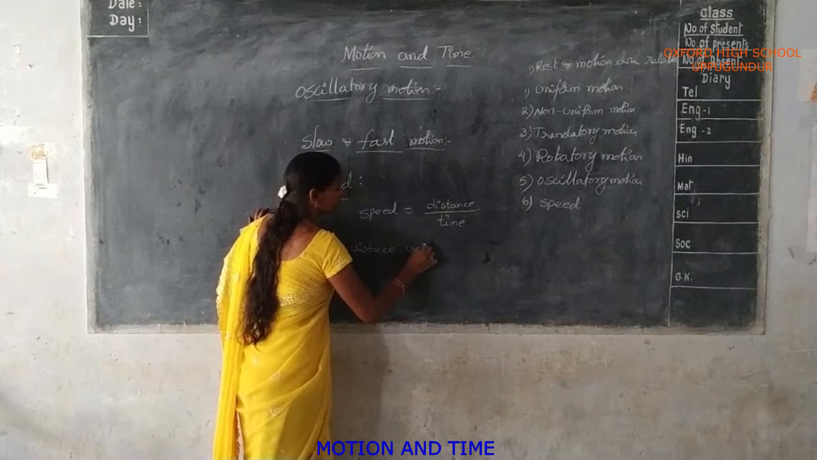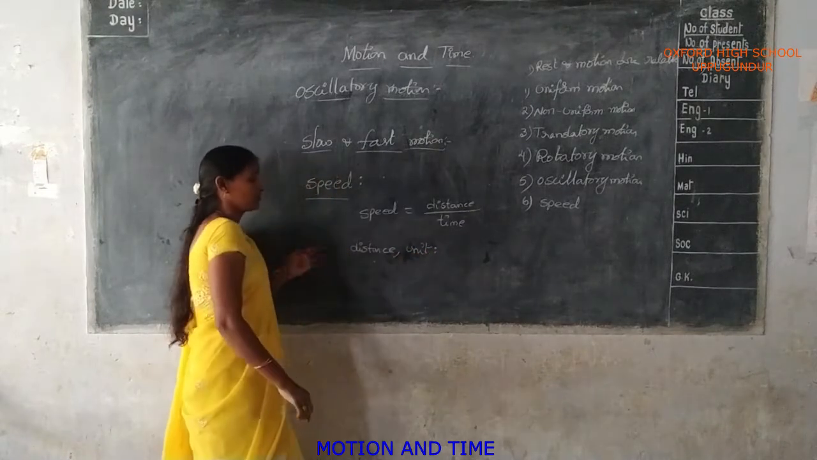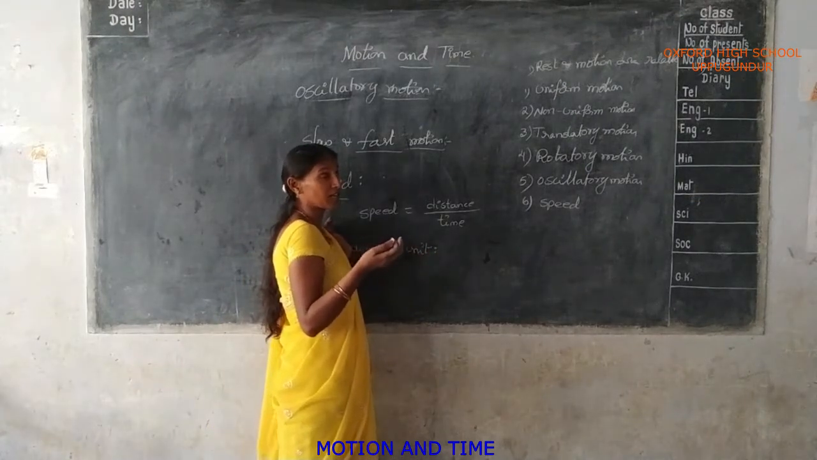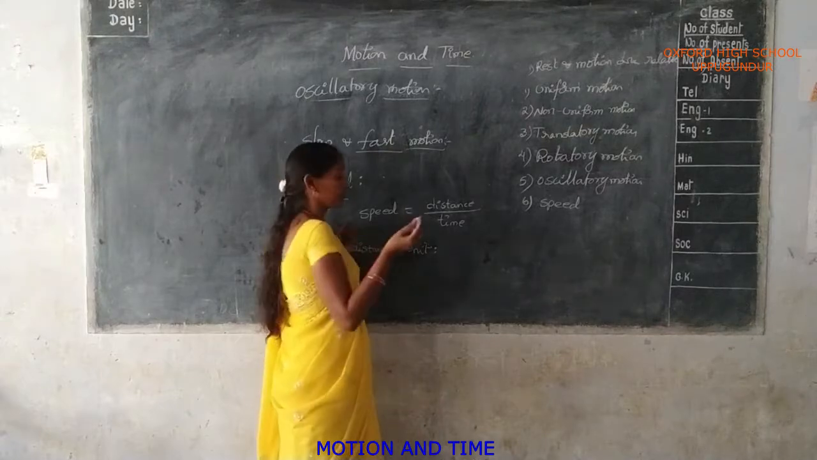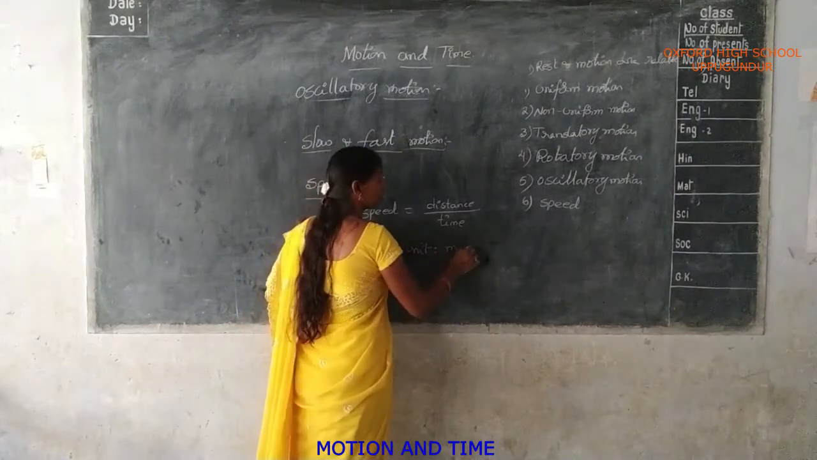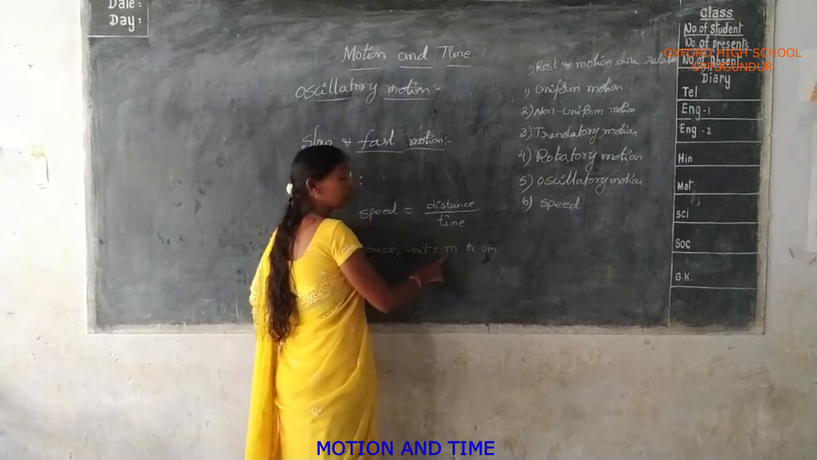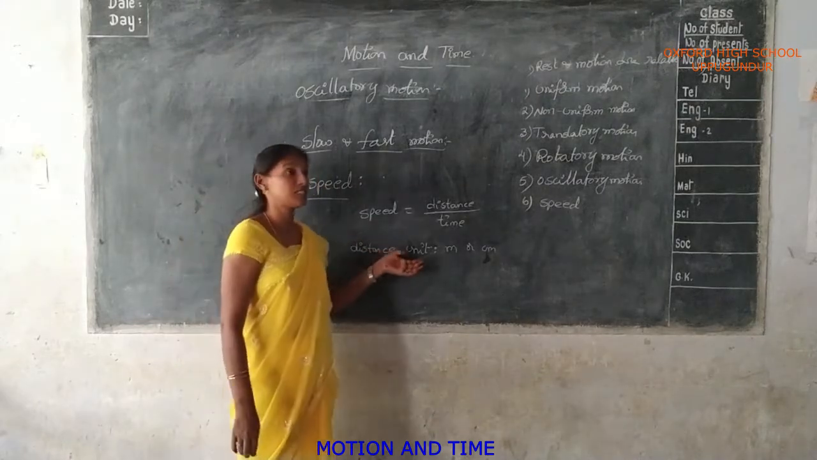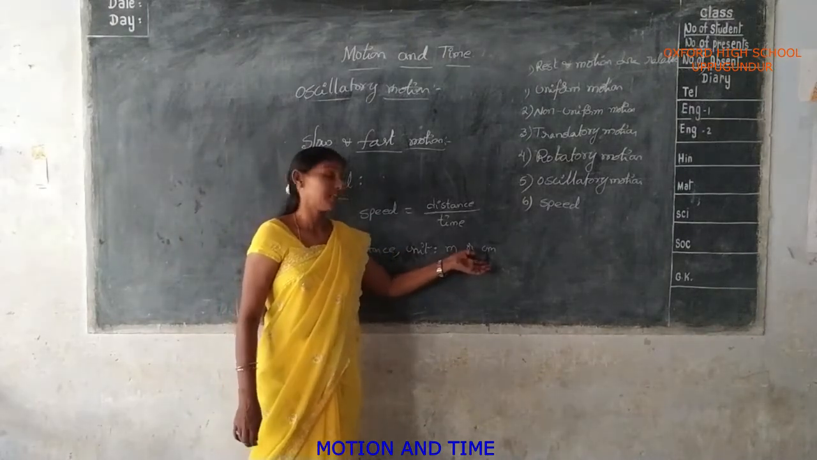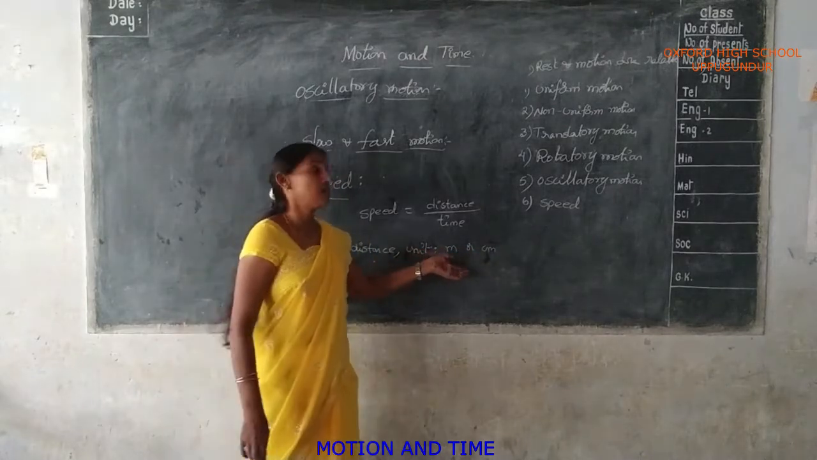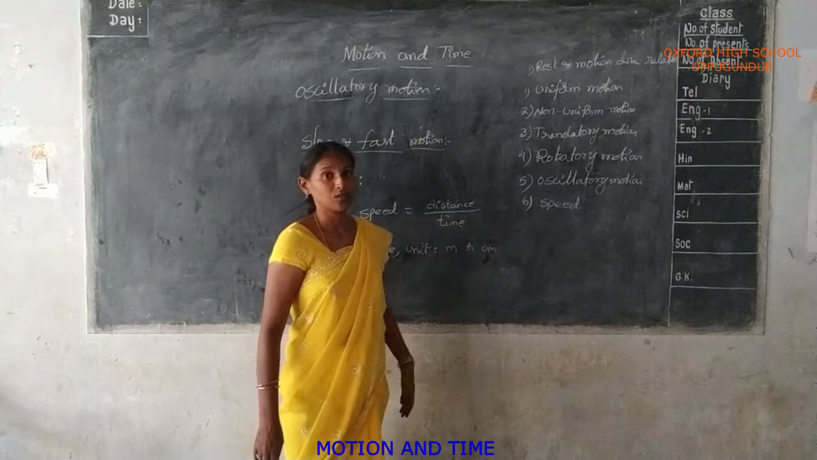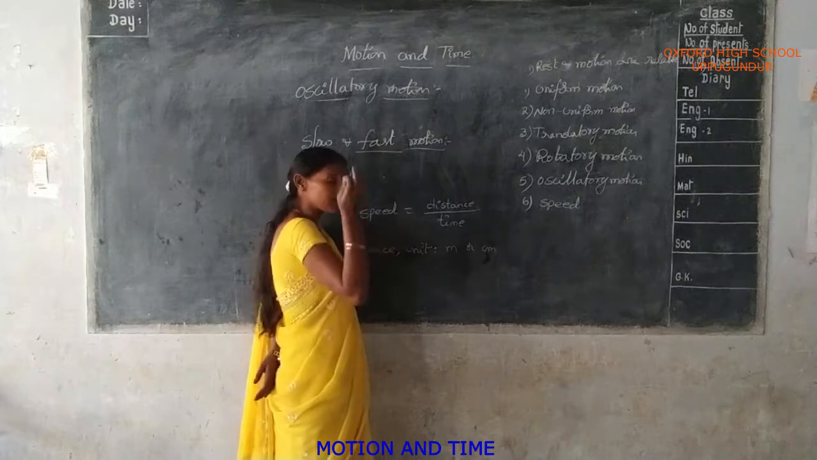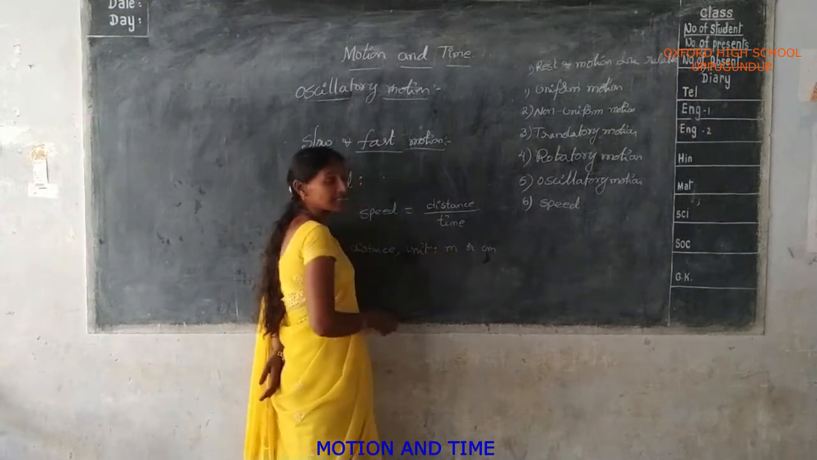Distance units. You are measuring the length, so we can measure length in meters or centimeters. The meter is the SI unit and the centimeter is the CGS unit. SI is the International System of Units, and CGS is centimeter, gram, seconds. Worldwide, mainly SI units are used.